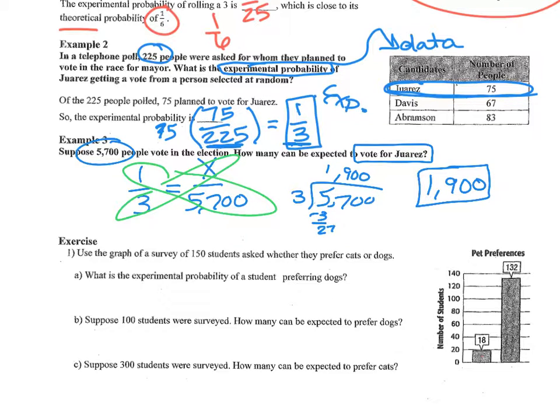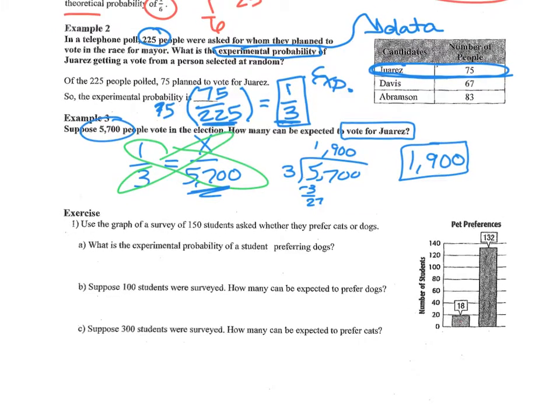Okay. So yes, all right, it should be 1,900 people will vote for Juarez if there's a total of 5,700 people voting altogether. So he won't win?